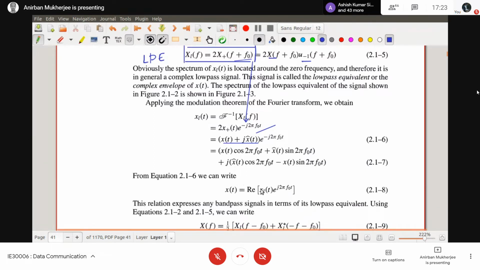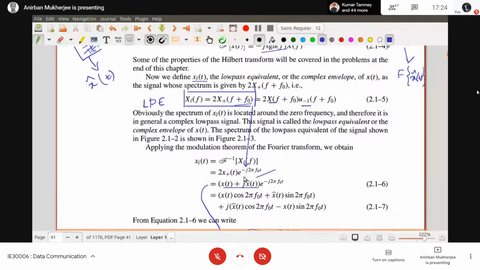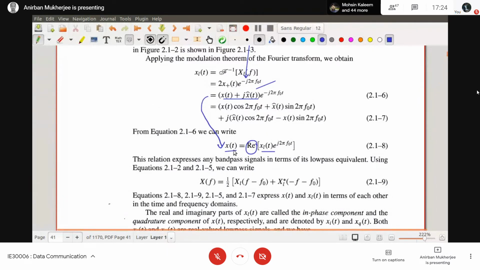I can write this x(t) as follows. If you take x_l(t), e to the power j2πf0t will go. Then x_l(t) into e to the power j2πf0t is basically x(t) plus j x̂(t). I am taking the real operator, so j x̂(t) is gone. So you see that your x(t) is basically the real part of x_l(t) times e to the power j2πf0t, where x_l(t) is the lowpass equivalent. So your original bandpass real valued signal is the lowpass equivalent into e to the power j2πf0t, the real component of this one.